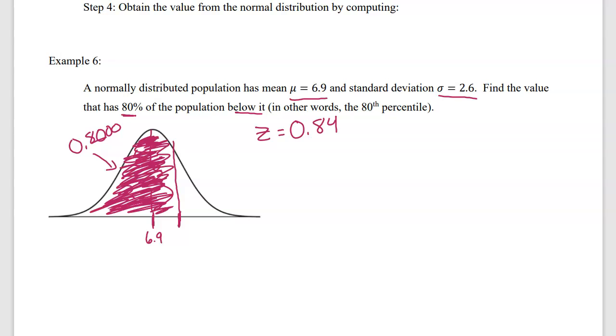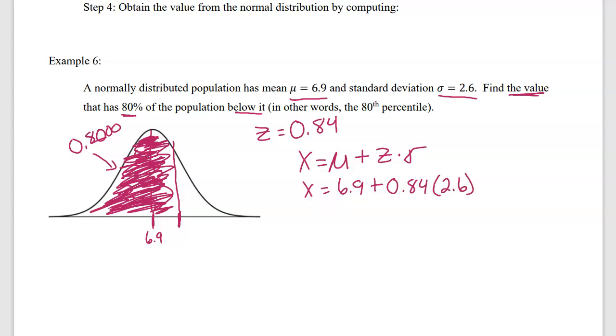Now that's just my z-score. That's not the actual value. The value would be the x value. And so the x value, I have to use this formula. x is equal to mu plus z times the standard deviation. So our mean was 6.9 plus the z of 0.84 times our standard deviation of 2.6.